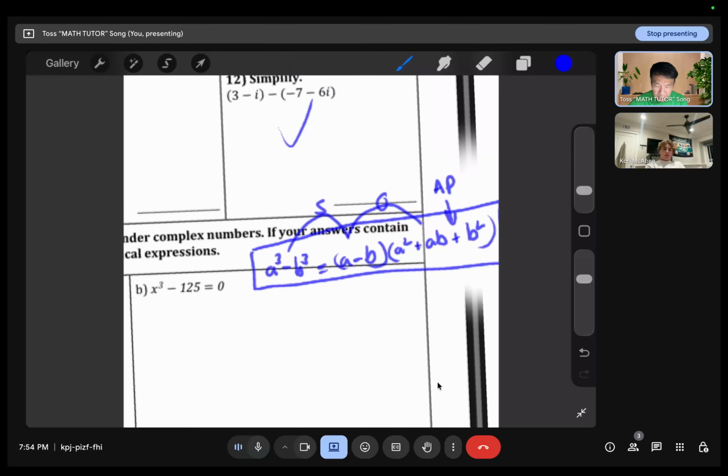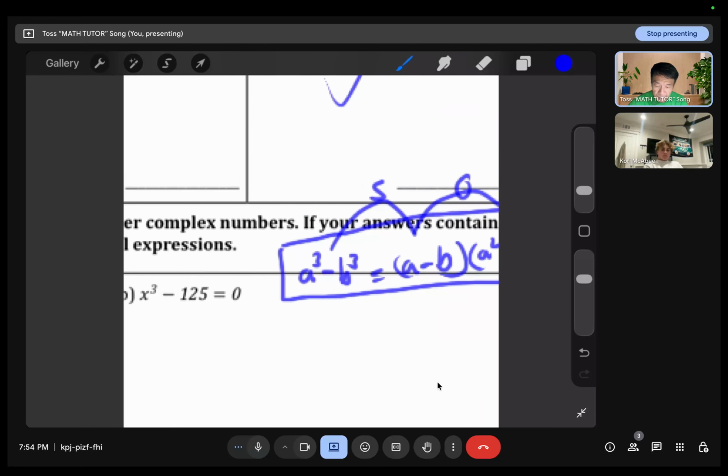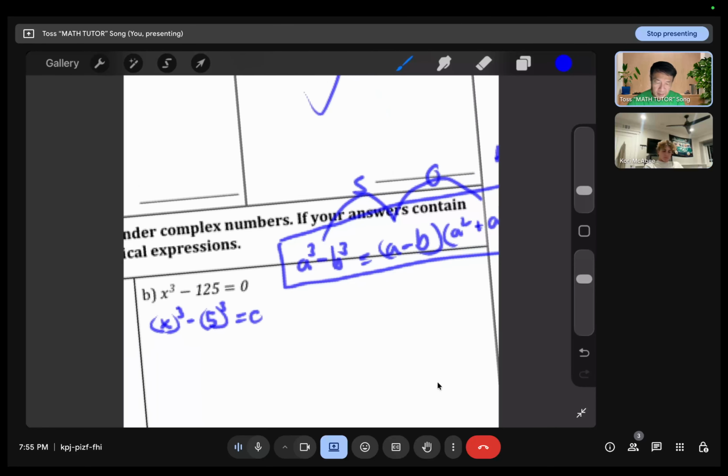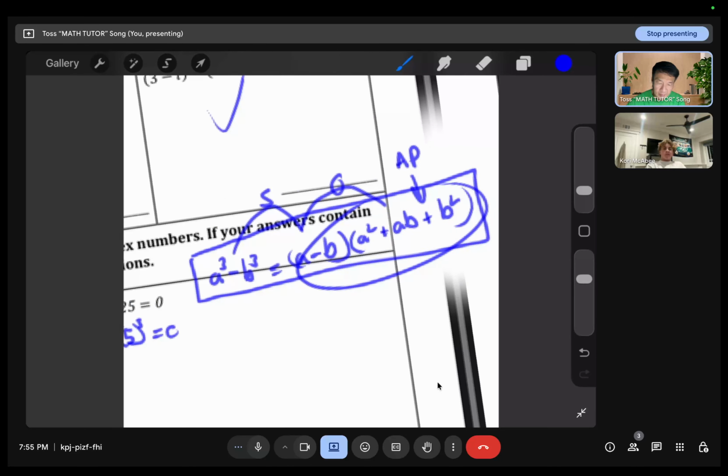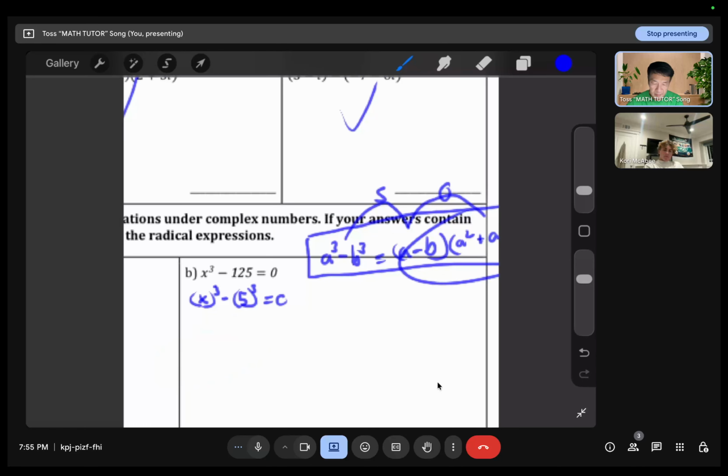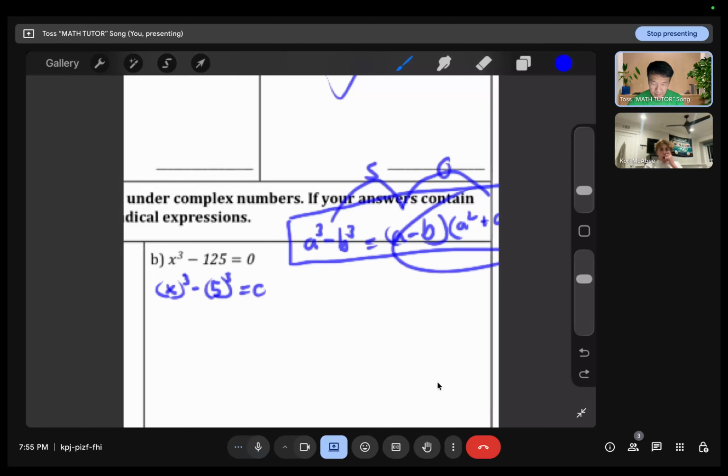Here we go. So I'm going to write the cube form of that, the A and the B. I'll parenthesize that. Here's your A to the third, minus 5 to the third, equals 0. So that means I'm going to write this part right here underneath. Is that okay? Because we want to keep it equal to 0.